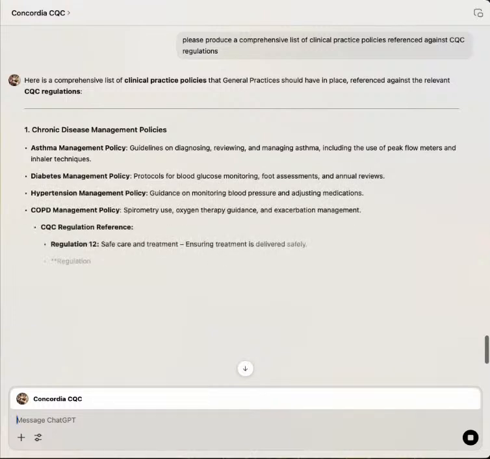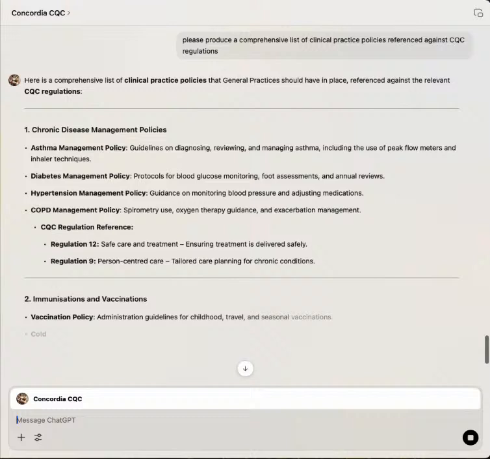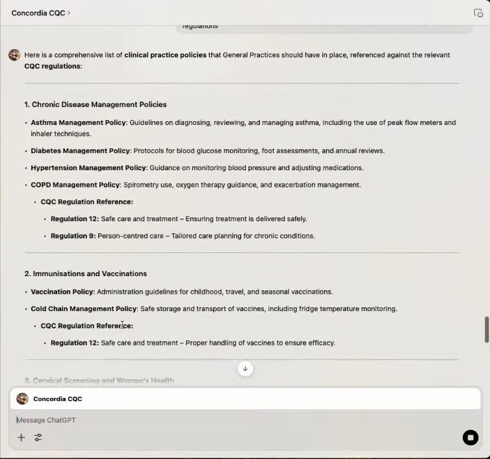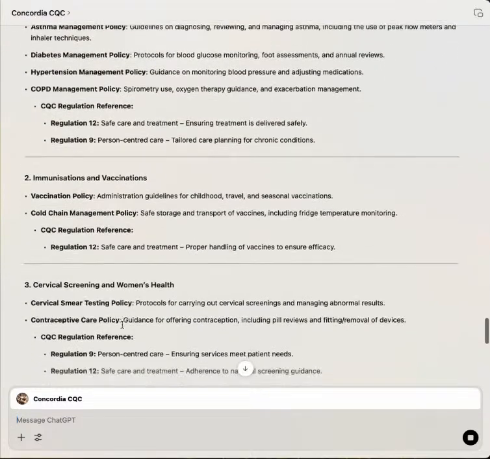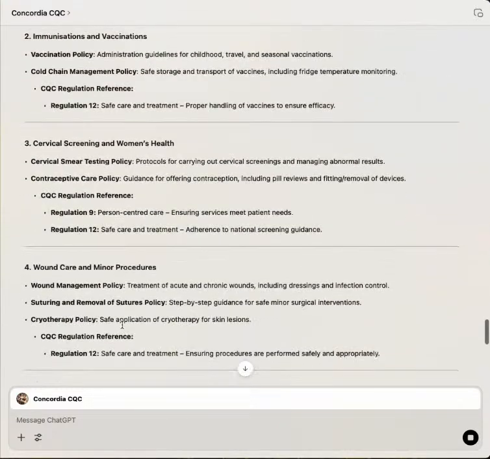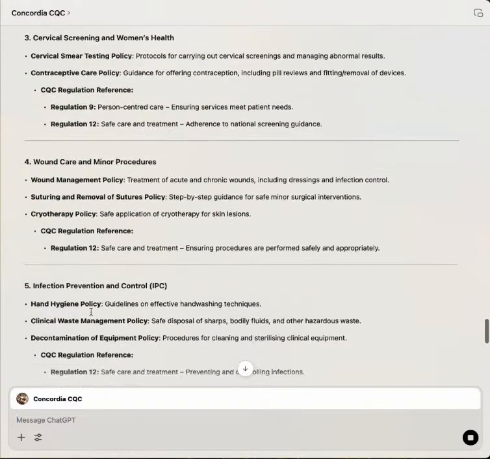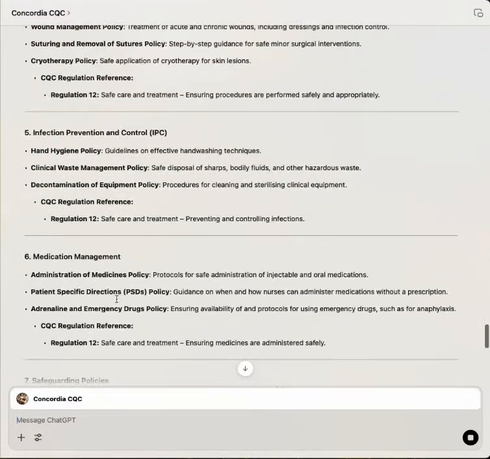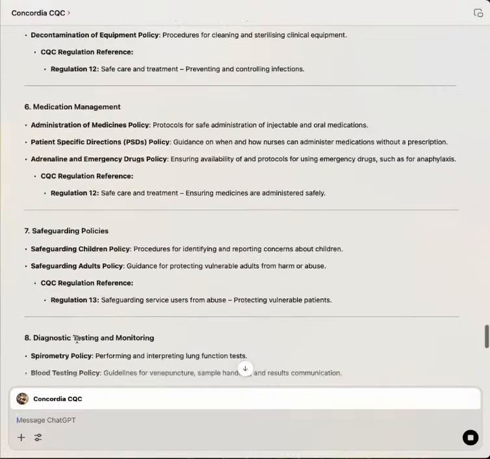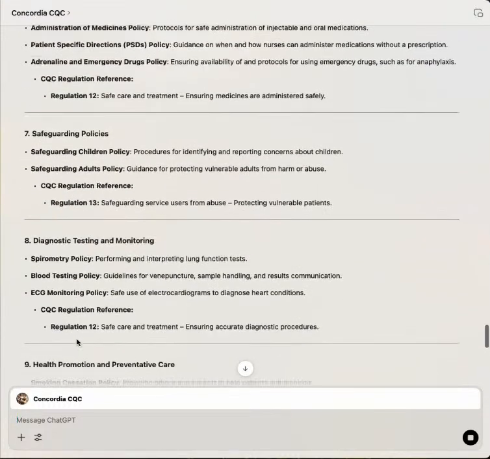Okay, so here we go. This is more like what I was after. So chronic disease management policies, need an asthma one, need a diabetes one, need a hypertension one, need a COPD one. Obviously our first job is to check whether our nurses in our practice are providing this particular care. But yeah, immunisations, cold chain, fantastic. And we can dig into these and ask Concordia to provide us with more information. So lovely, wound care, good to see that there. IPC, essential, medicines management, PGDs, emergency drugs. Yep, we are definitely nearer to where I thought I needed to be.